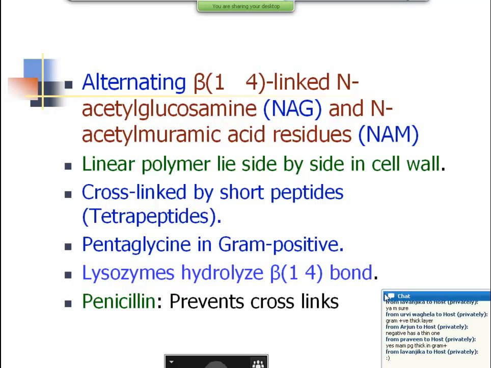So what is the structure? In the peptidoglycan, if you see, it is a beta-1,4 linkage between N-acetyl glucosamine and N-acetyl muramic acid.